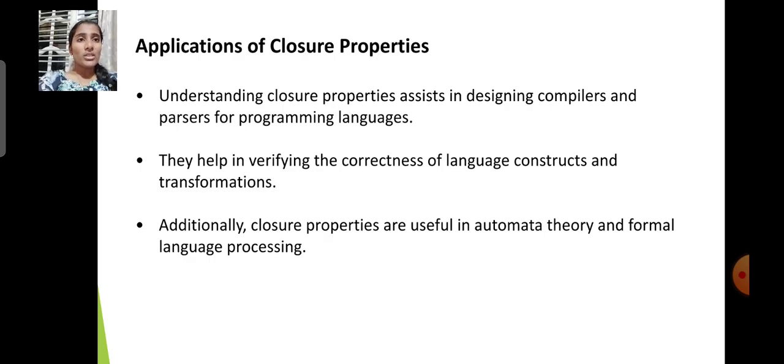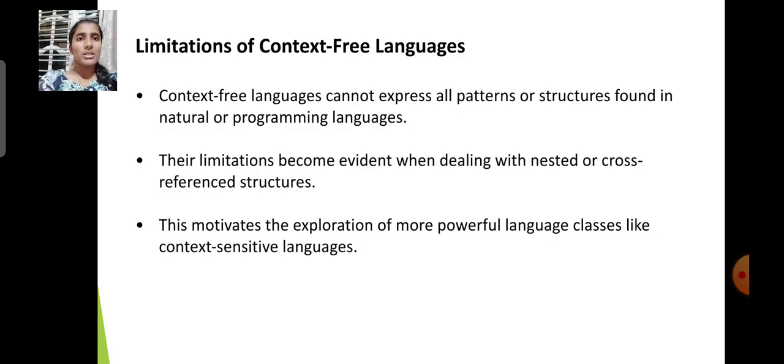Applications of closure properties. Understanding closure properties assists in designing compilers and parsers for programming languages. They help in verifying the correctness of language constructs and transformations. Additionally, closure properties are useful in automata theory and formal language processing.